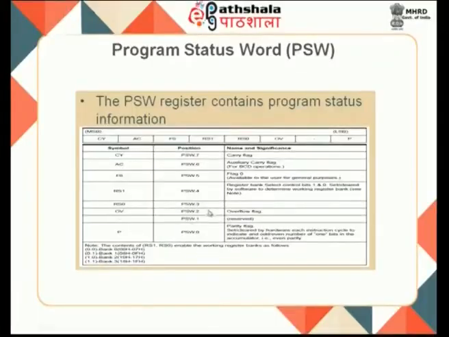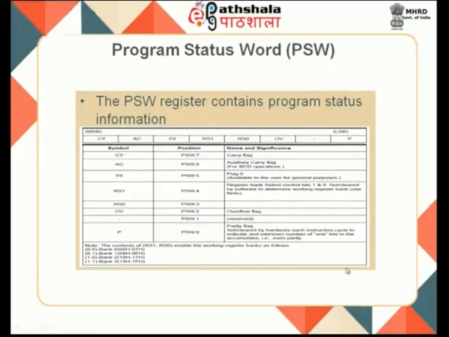And OV is nothing but the overflow flag. If I am adding two numbers, is there any overflow? During that particular operation, if I am getting an overflow in the result, then this flag will be set as 1. So, overflow flag. This particular bit is reserved, and the last bit is your parity bit. So, odd parity or even parity, based on that this bit will be 1.